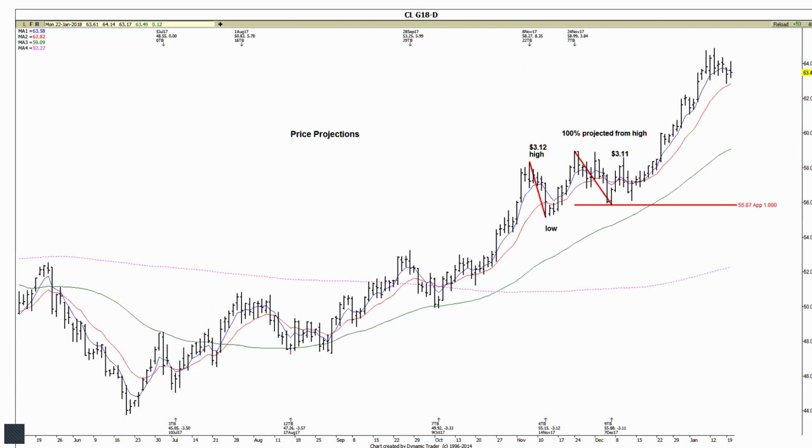All right, so next chart is another example of a price projection. This is in crude oil. This is a daily chart. And here, I've basically taken a prior high to low swing and started comparing it to the next swing down that we started experiencing. Now, this high to low swing was $3.12. I projected 100% of that from the next high to anticipate possible support.